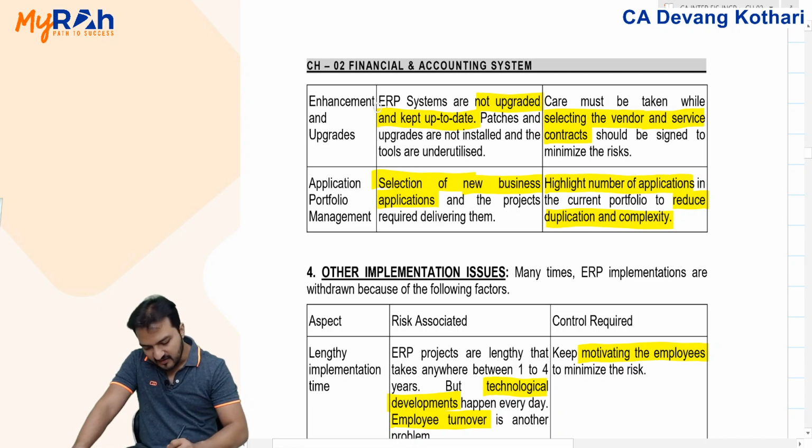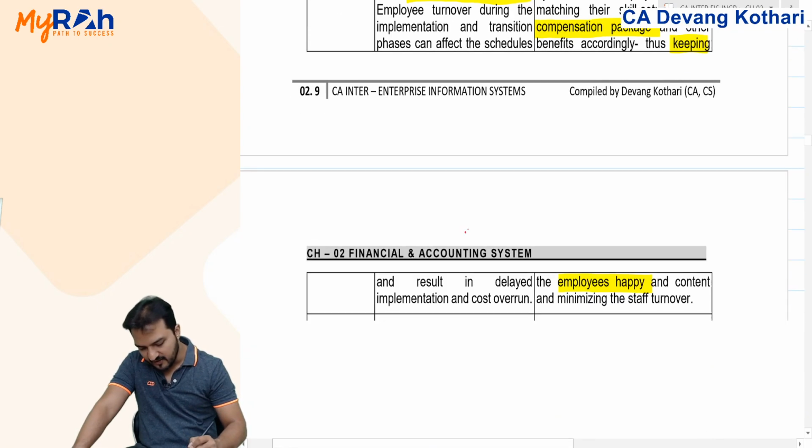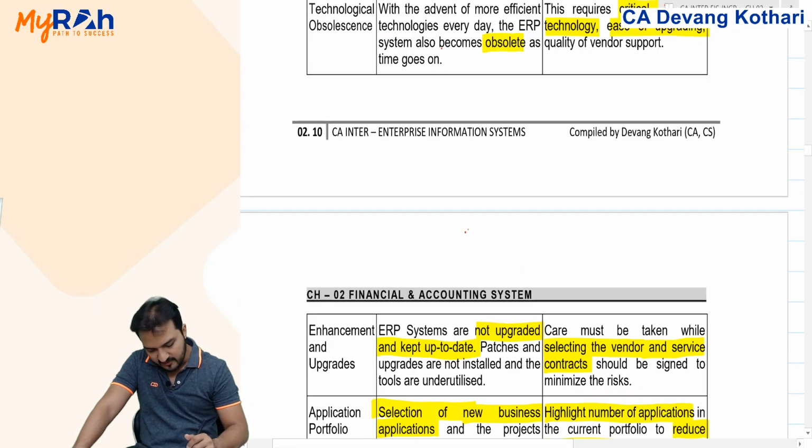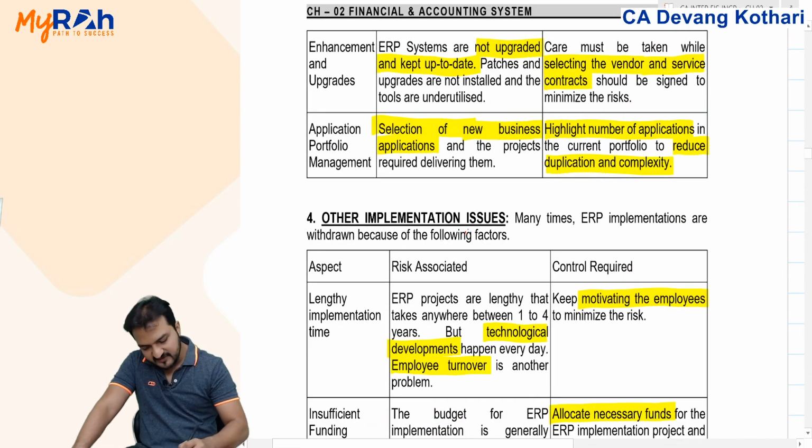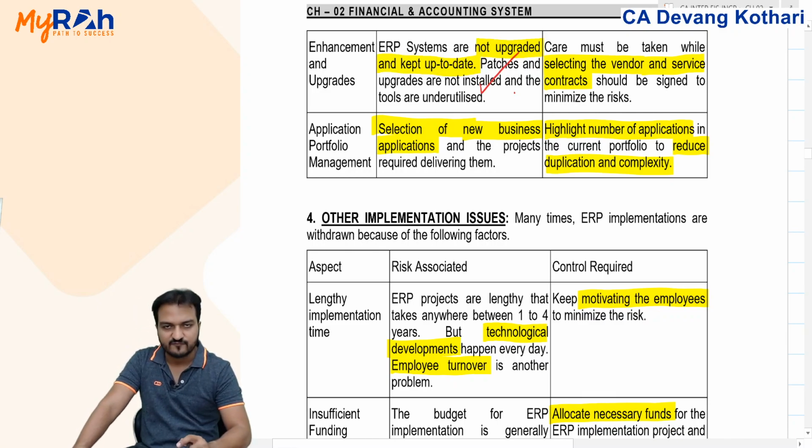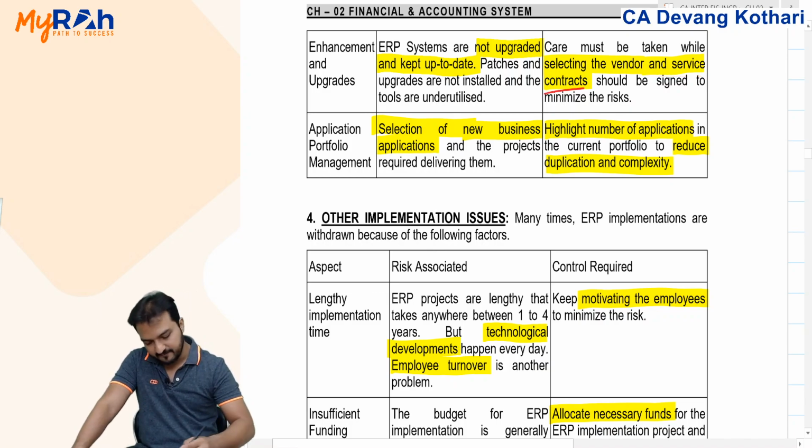Enhancements and upgrades. ERP systems must be upgraded periodically. But if ERP systems are not updated and kept up to date, then there is a risk of, say, virus, or there can be a risk of the system not performing well. For that matter, you should select the vendor and have some service contracts with the vendor so that the software vendor will give you regular updates.